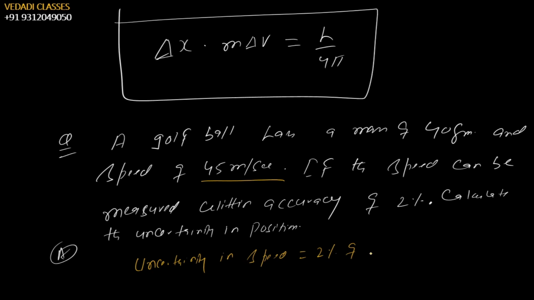Yeah, 45 meter per second. So 45 meter per second is 2 by 100 into 45, and it will come what? 90 upon 100, which means 0.9 meter per second. So delta V, you got it.